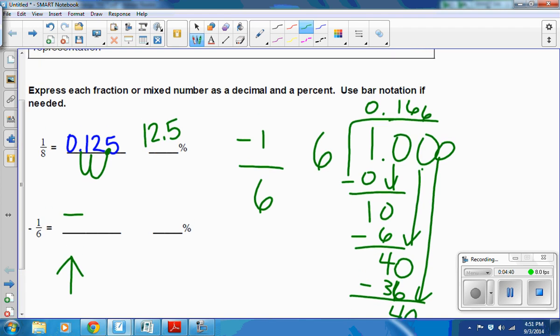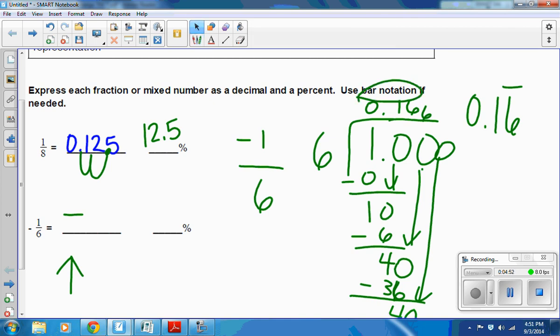So we don't keep going and going and going like the Energizer Bunny. We just stop, and we can say 0.16 with the 6 repeating. That's what bar notation is. That's what it indicates. So when you see that, it means that it keeps going and going and going.